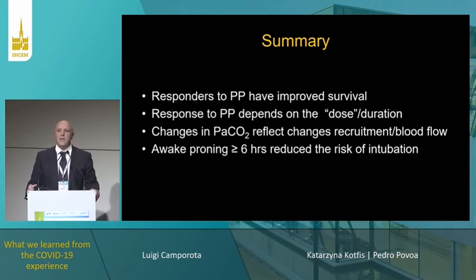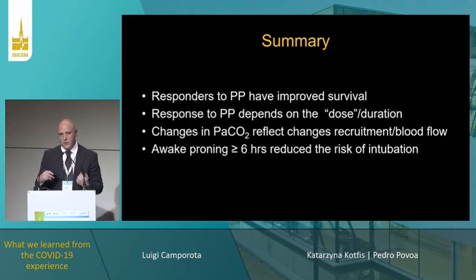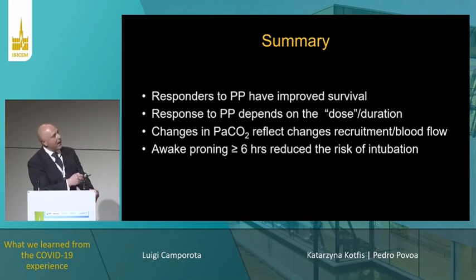But then we need to be careful when we interpret changes in gases, so oxygenation importantly, but also carbon dioxide. We need to think about the vascular abnormalities that we see in COVID-19. So they might reflect both recruitment, but also might reflect the redistribution of blood flow. So we need to be mindful of the variation in the pathophysiology of the two conditions.